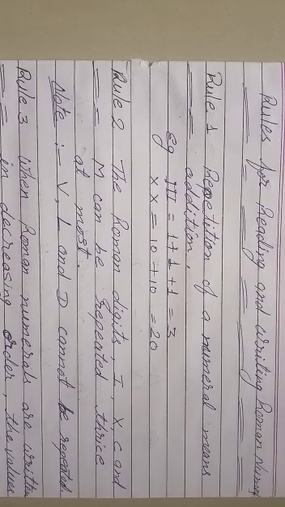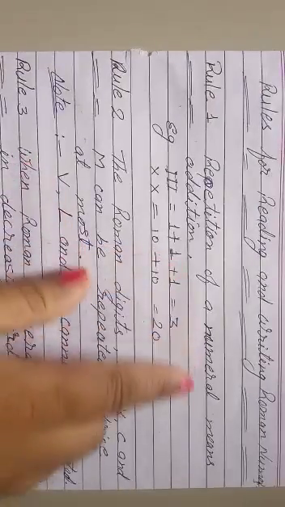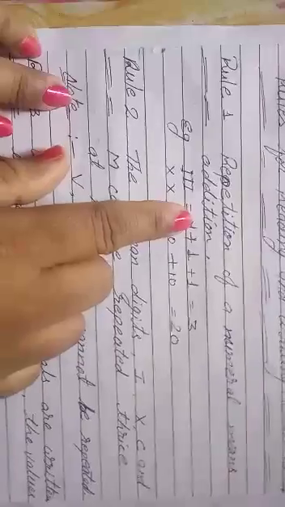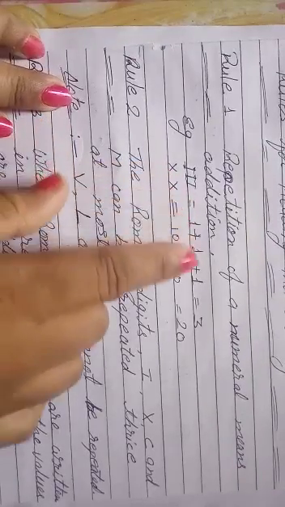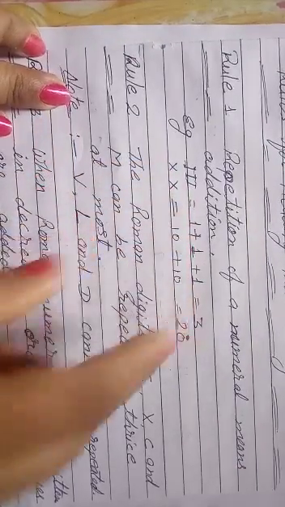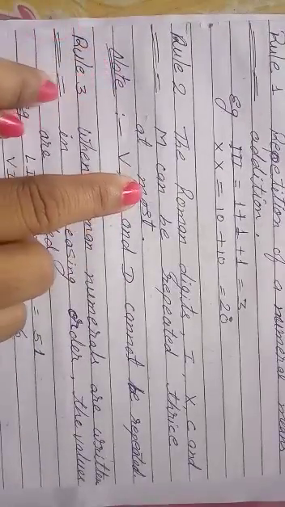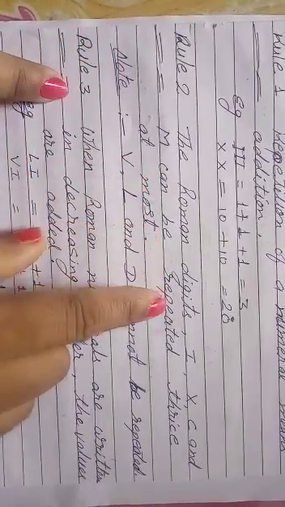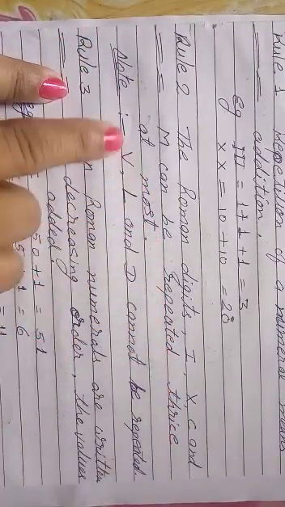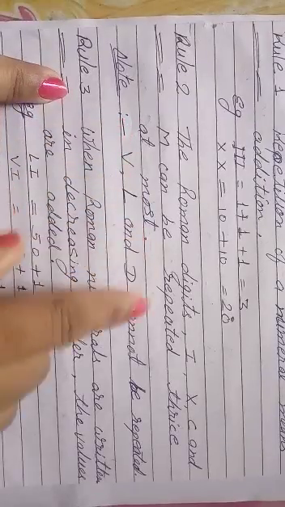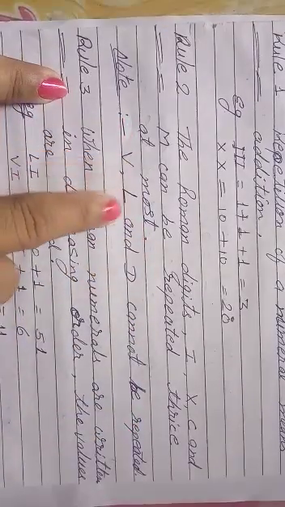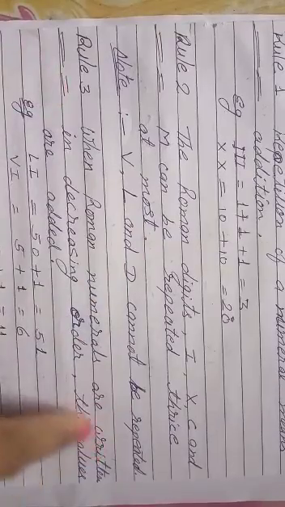Again I am repeating. Repetition of numeral means addition. III means 1 plus 1 plus 1 is 3. The Roman digits I, X, C and M can be repeated thrice at most. V, L, D cannot be repeated.